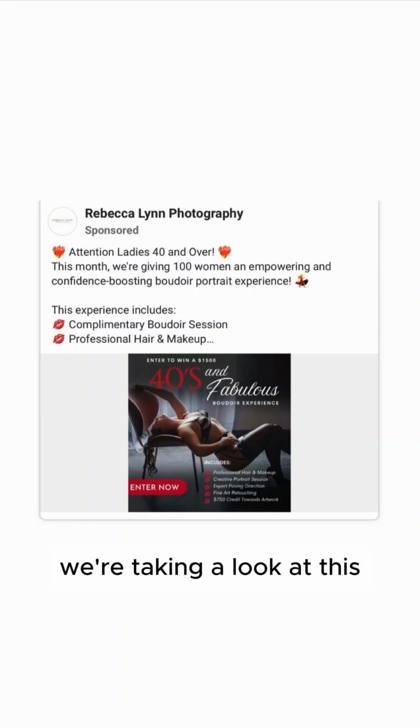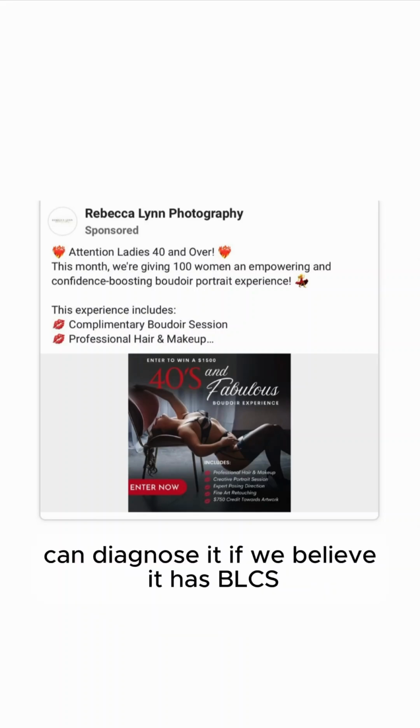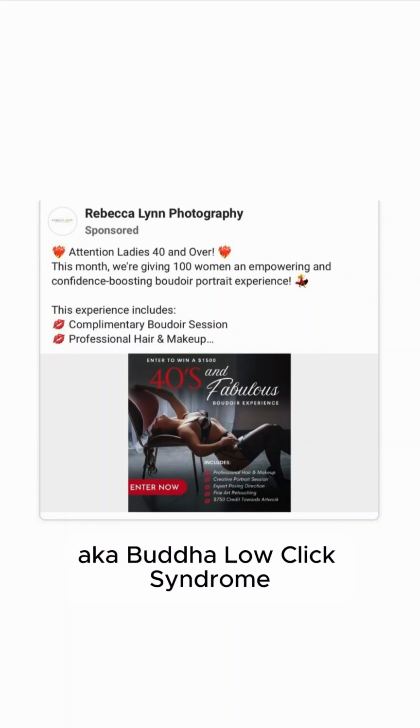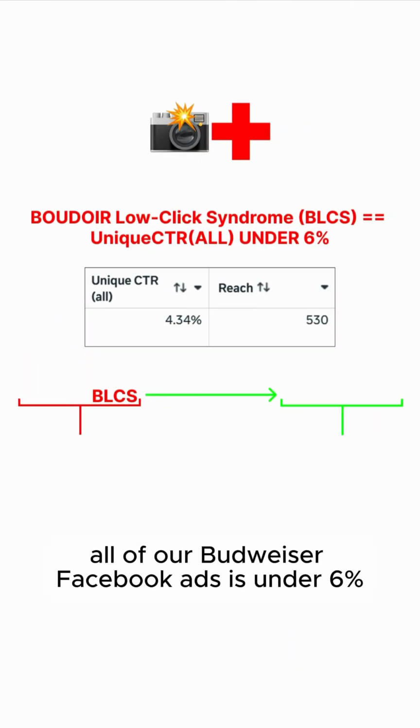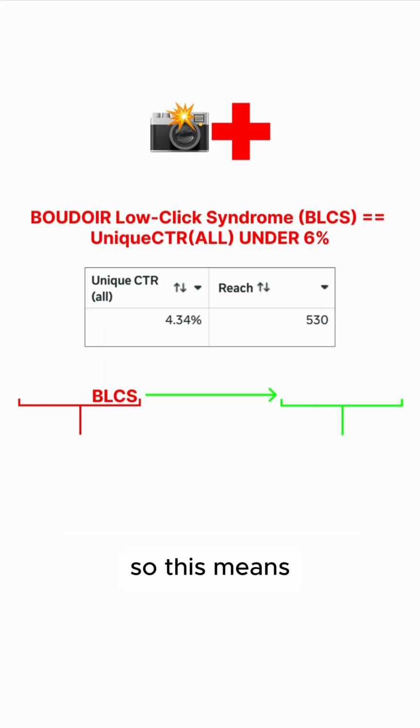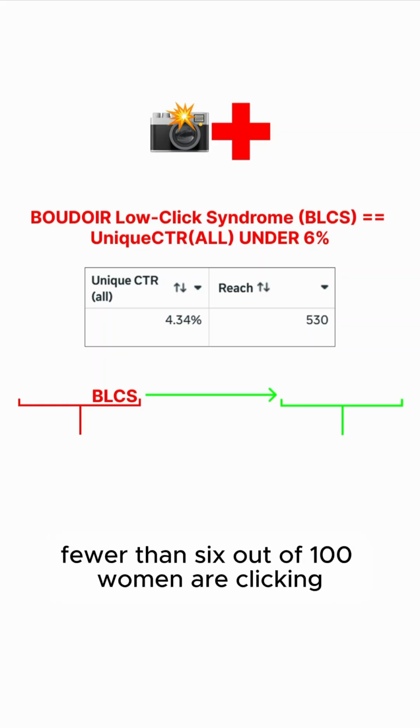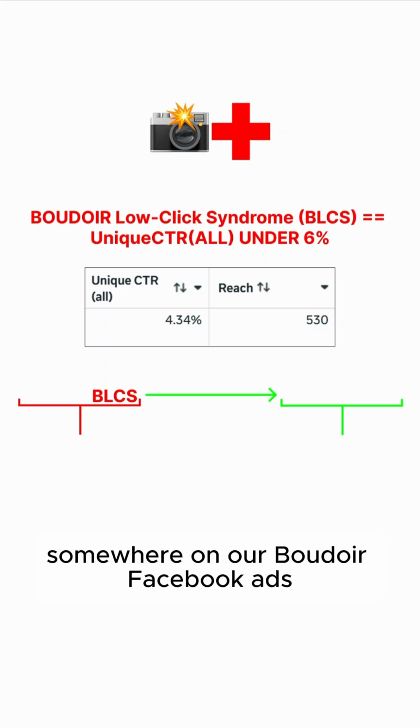All right, y'all, we're taking a look at this boudoir Facebook ad. Can we diagnose it, see if we believe it has BLCS, aka boudoir low click syndrome. So BLCS, aka boudoir low click syndrome, is when the unique CTR on all of our boudoir Facebook ads is under 6%. So this means fewer than 6 out of 100 women are clicking somewhere on our boudoir Facebook ads.